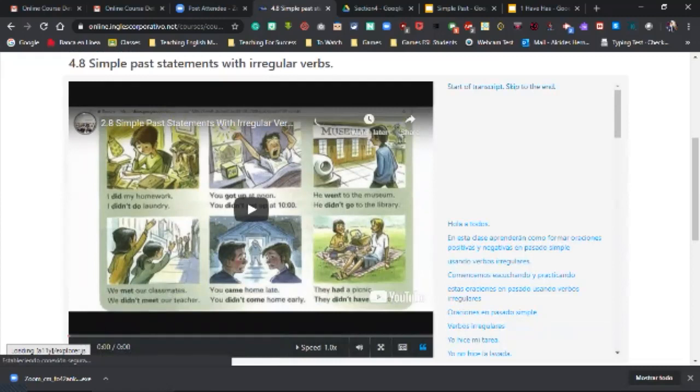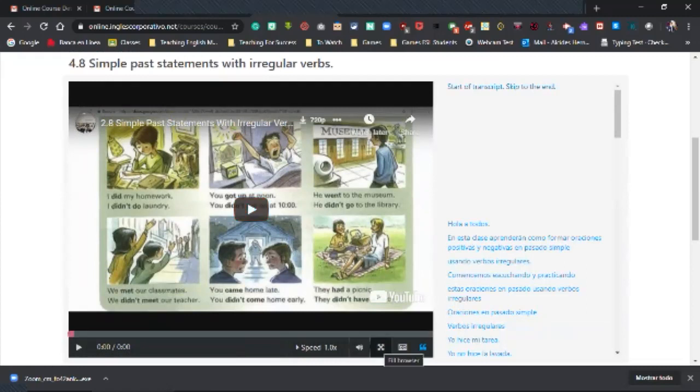Okay, simple past statements with irregular verbs. Remember that in simple past, we have regular verbs and we also have irregular verbs. So what is a statement? Do you remember what statements are? Aseveraciones. Very good. Don't forget, because we're going to use it with all of the tenses.